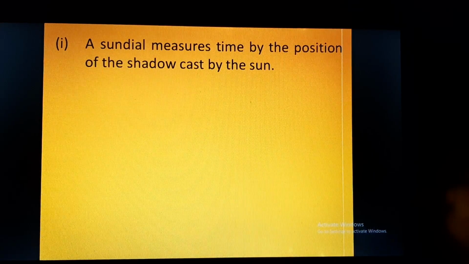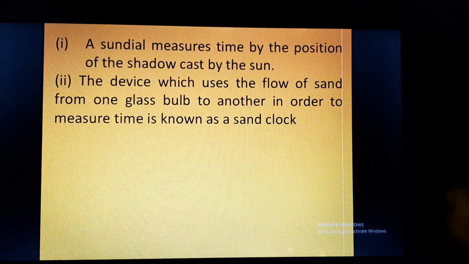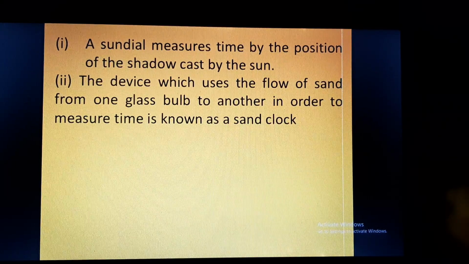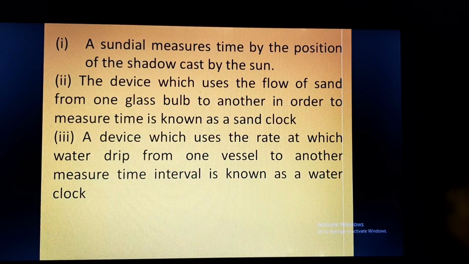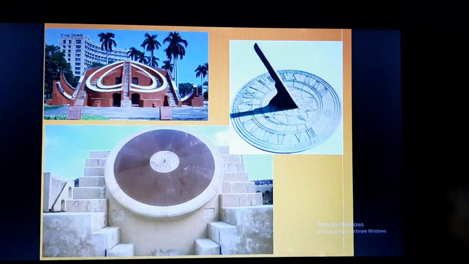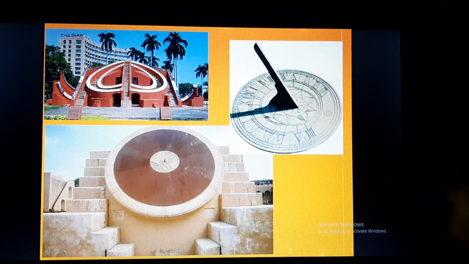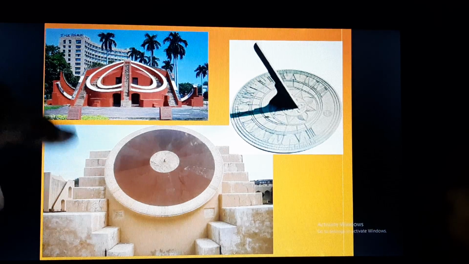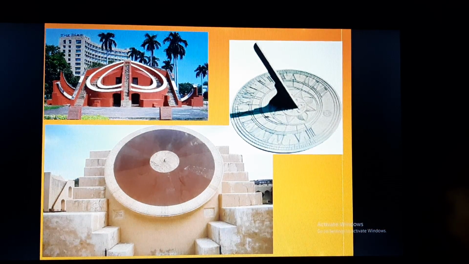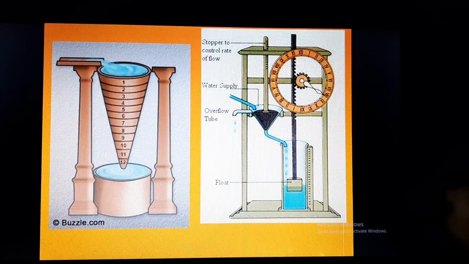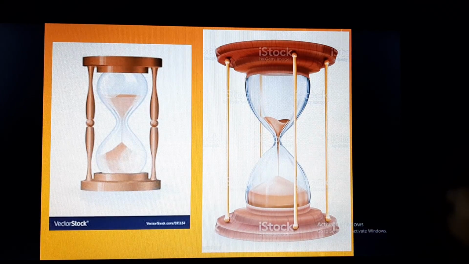A sundial measures time by the position of the shadow cast by the sun. The device which uses the flow of sand from one glass bulb to another is called a sand clock, and the device which uses the rate at which water drips from one vessel to another is known as a water clock. Here you can see a few pictures of sundials. This is Jantar Mantar of Delhi, this is Jantar Mantar of Jaipur, and this is a sundial clock. Similarly, here you can see the water clock and this is called a sand clock.